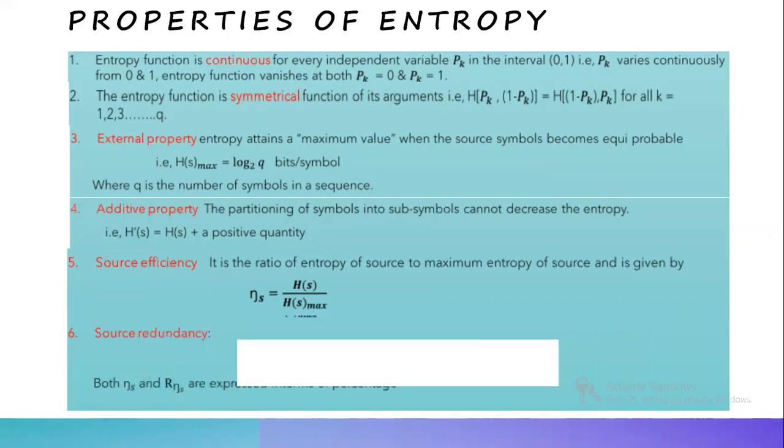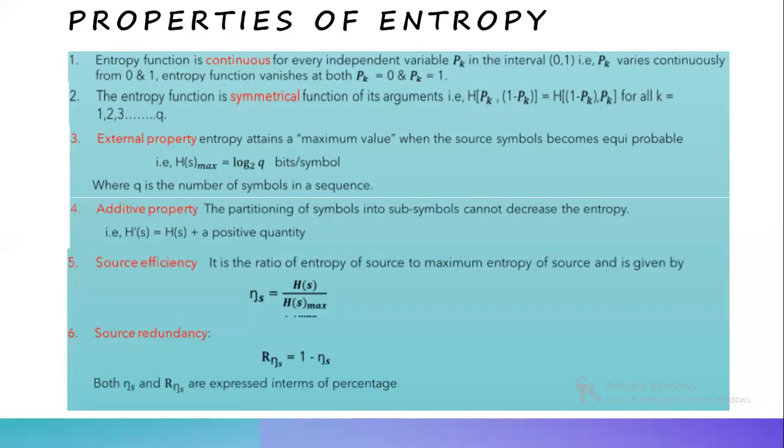The sixth one is source redundancy. Source redundancy R eta S equals 1 minus eta S, where both eta S, that is source efficiency, and R eta S, that is source redundancy, are expressed in terms of percentage. Remember, source efficiency and source redundancy will always be expressed in terms of percentage. These are the properties of entropy.